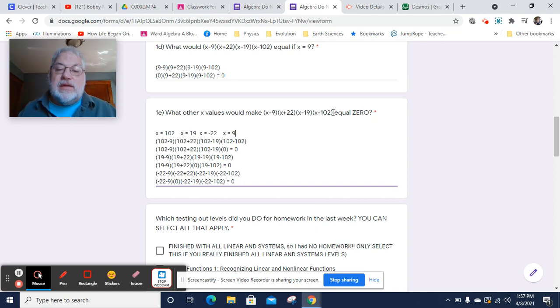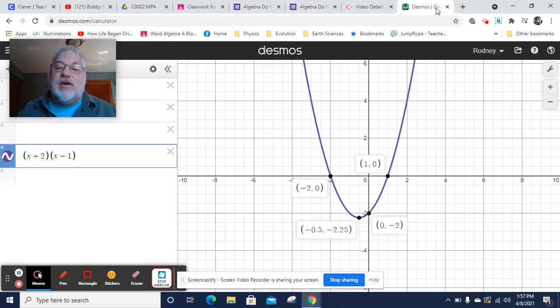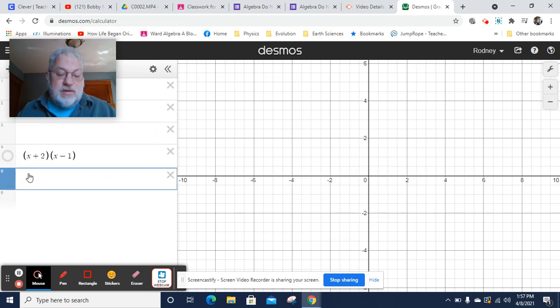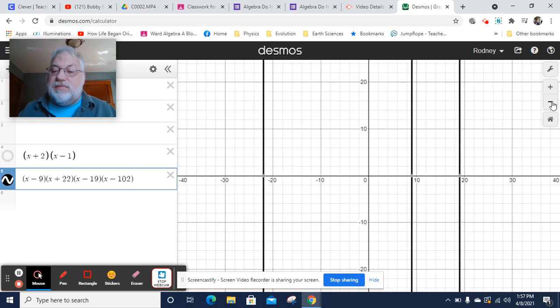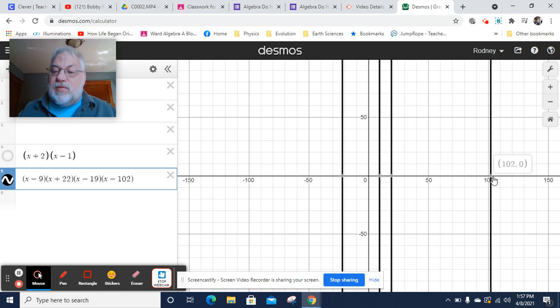Let's actually go into Desmos and I'll show you what that means on a graph. On a graph, that means that we've found our X-intercepts. So I'll turn that off, turn this on. You can't see all of them, but if I zoom out, you will. Okay, I have to zoom out a bit. So right there, 102, 0. 102 makes the whole thing equal 0. This Y means what the whole thing equals when X is 102. This Y 0 means what the whole thing equals when X is 19. And when X is 9, the whole thing equals 0. And when X is negative 22, the whole thing equals 0.